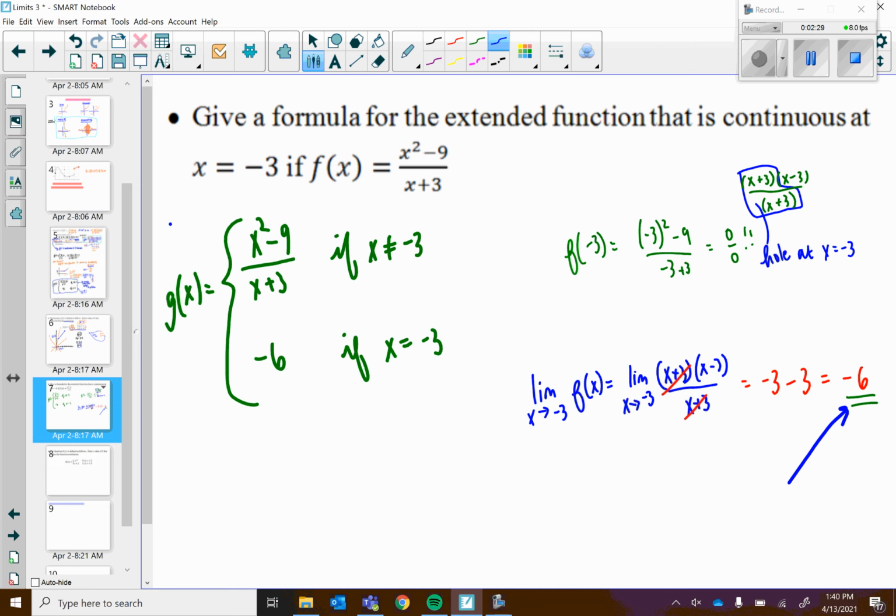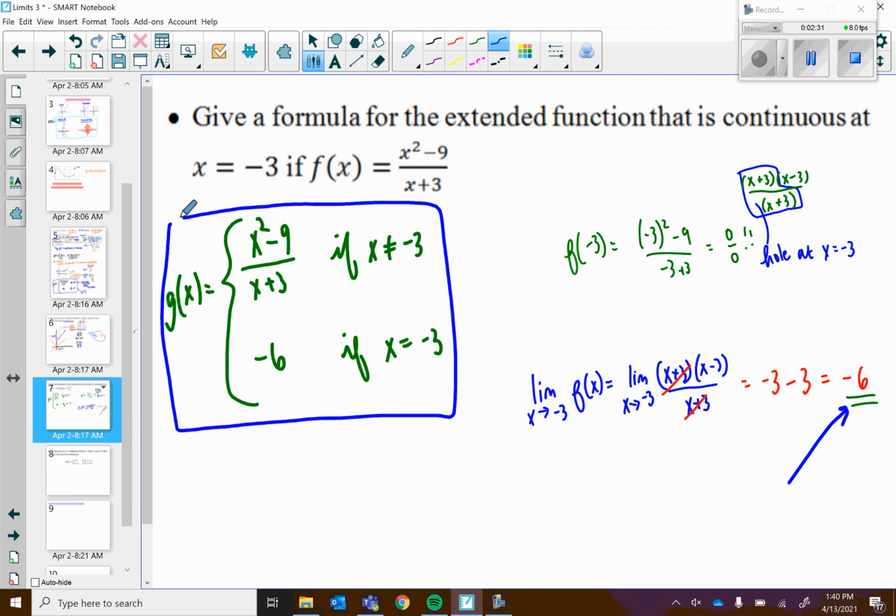And that is our answer. We have extended the function to make it continuous.